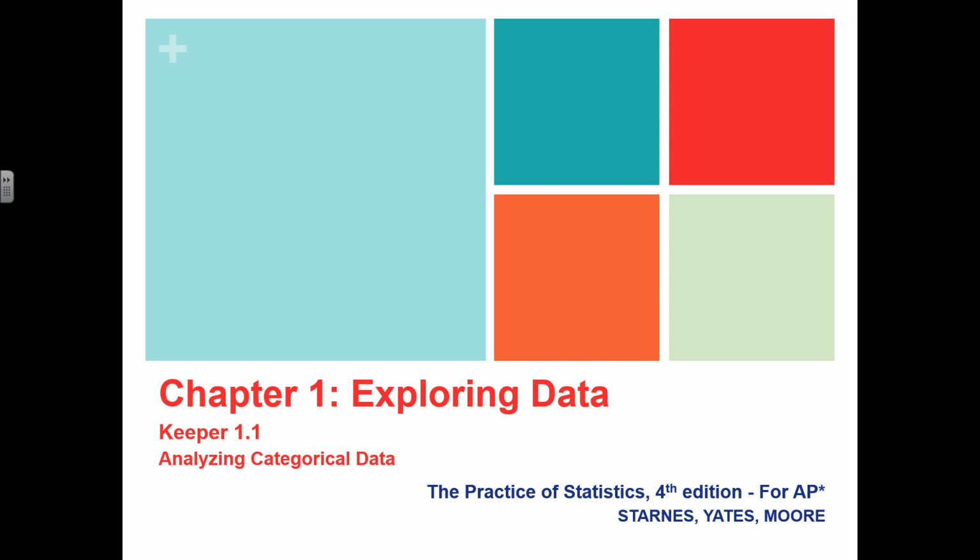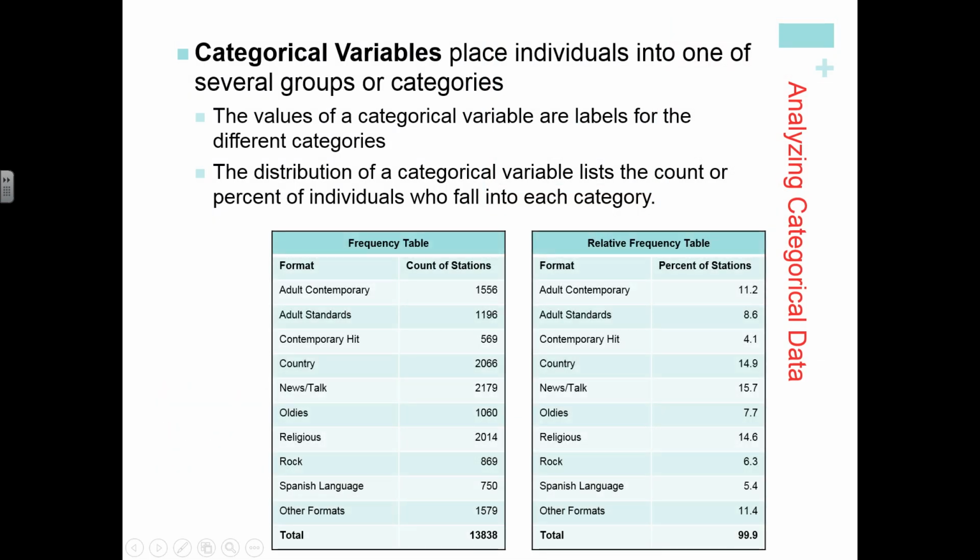All right, so Keeper 1.1, we're talking about analyzing categorical data. Now, if you remember, in Keeper 1.0, we discussed the differences between the two variables. So we had categorical variables and we also had quantitative variables. Our categorical variables were the variables that take items and put them into different groups or categories. And so the values of the categorical variables are the labels for each of the different categories.